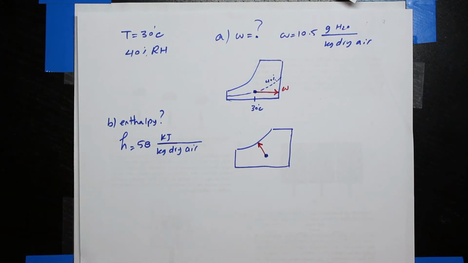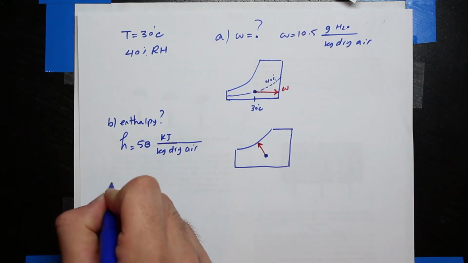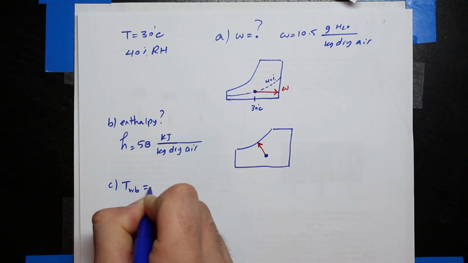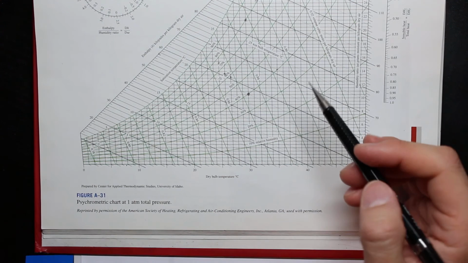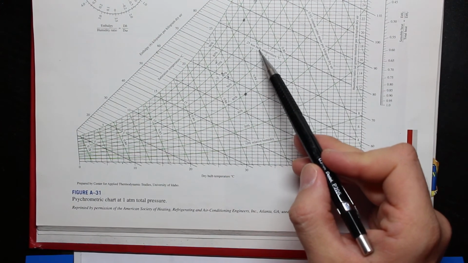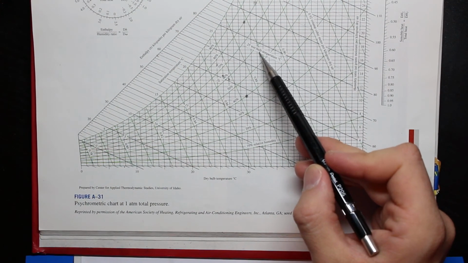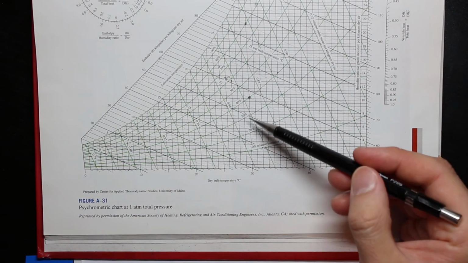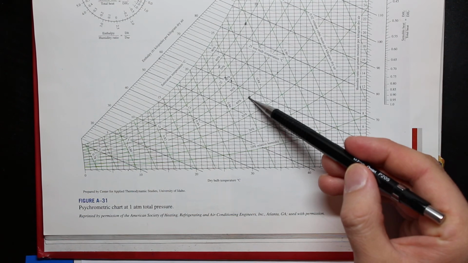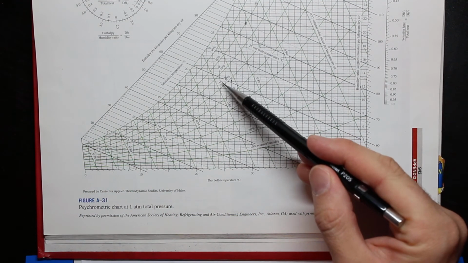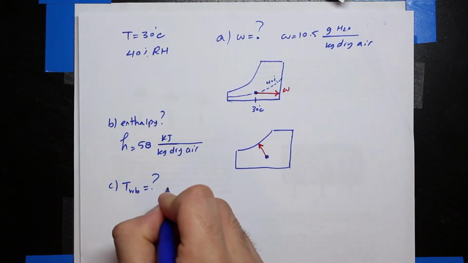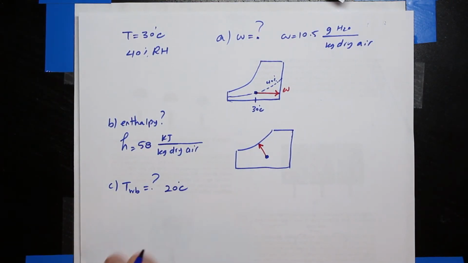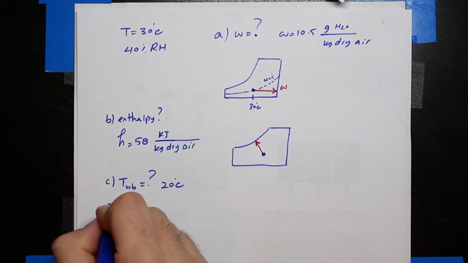Okay, now in part C, the question is asking for the wet bulb temperature. I think wet bulb temperature is probably the easiest because we do have wet bulb lines. So this is 25 degrees C. Let's say this is 25 and this is 20. And in fact, our point is exactly on 20 degrees C of wet bulb temperature. So my wet bulb temperature is 20 degrees C. It's right on that wet bulb line.